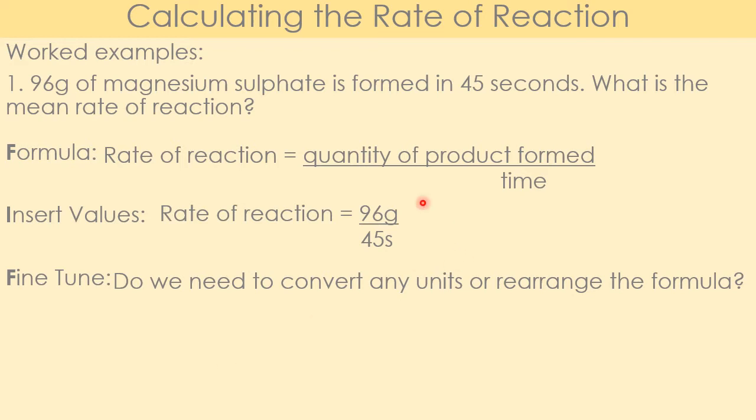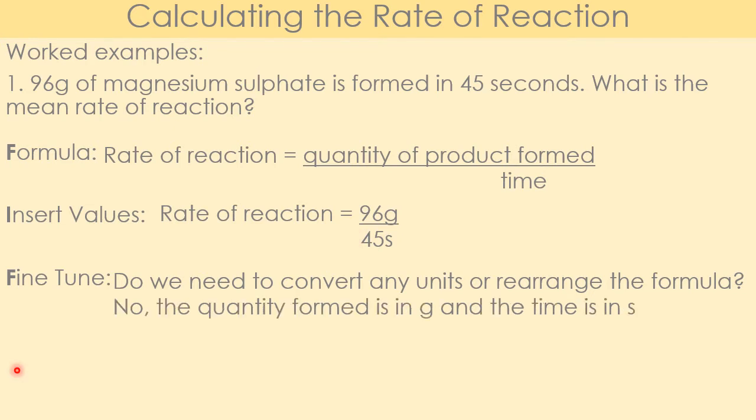Well, I'm looking at this and I'm saying, right, my quantity of product formed is in grams and my time is in seconds. So for that, I'm happy. My quantity is in grams and my time is in seconds. There's no fine tuning needed. I'm now going to use my calculator to get an answer. So I press 96 divided by 45 and I get my answer, that final A. And we get 2.13 grams per second. My units here are grams per second. It's important we know what this is. Are they going to be grams per second or centimeters cubed per second?